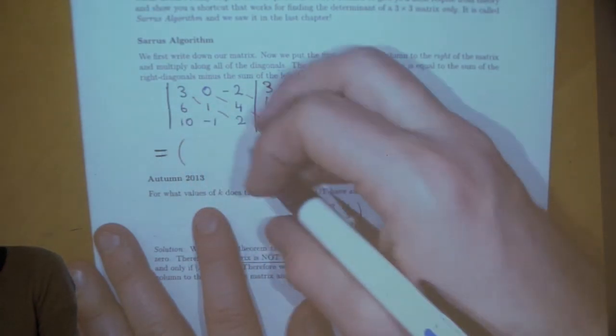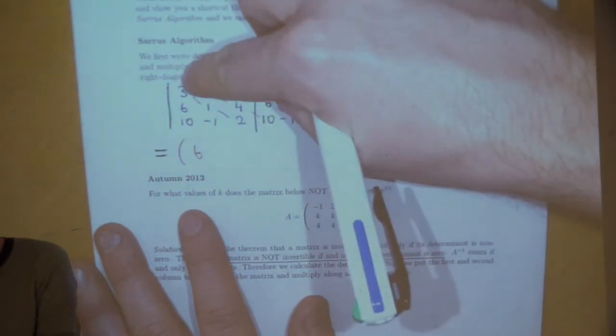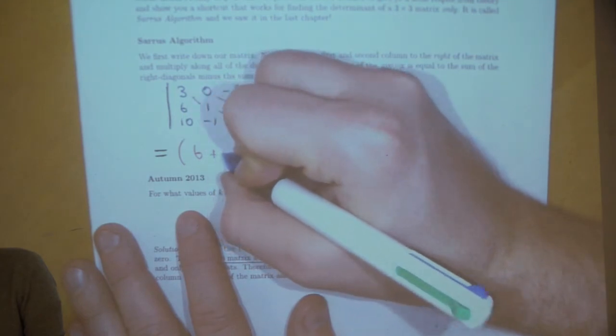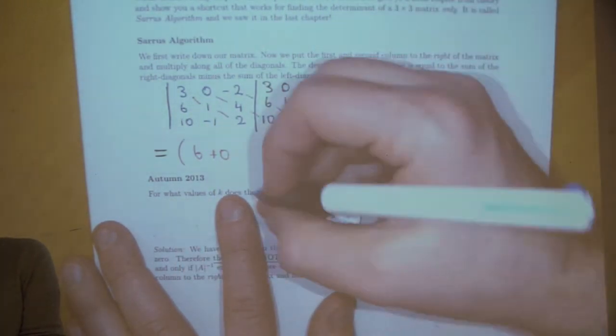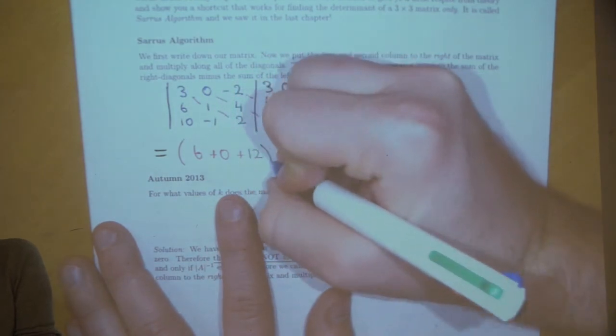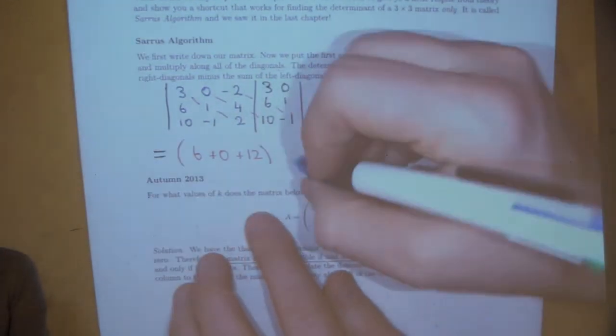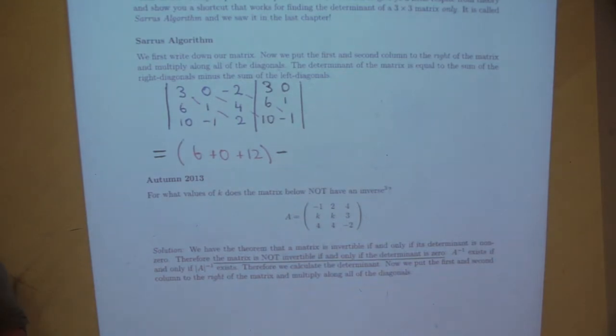So 3 by 1 by 2 gives me 6. 0 by anything gives 0. Minus 2 by 6 is minus 12, by minus 1 is plus 12. That's the right down diagonals. Take away the left down diagonals.